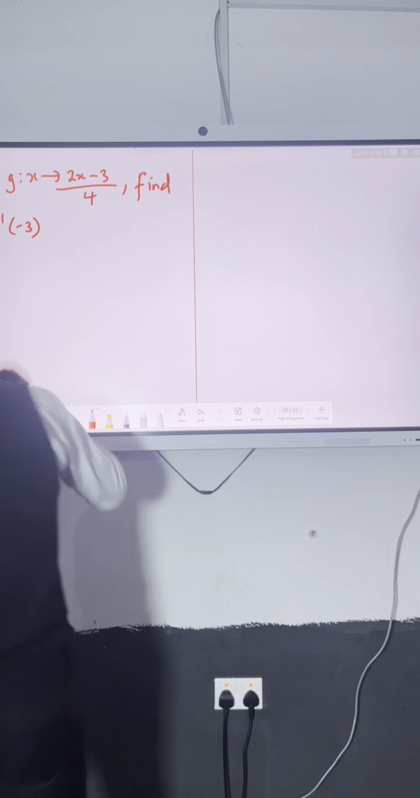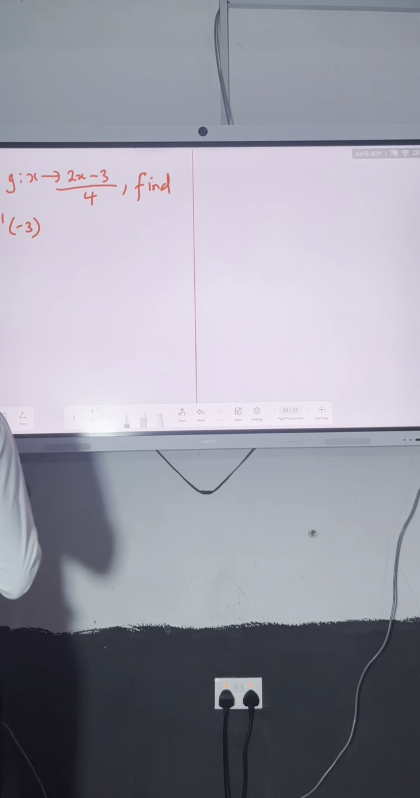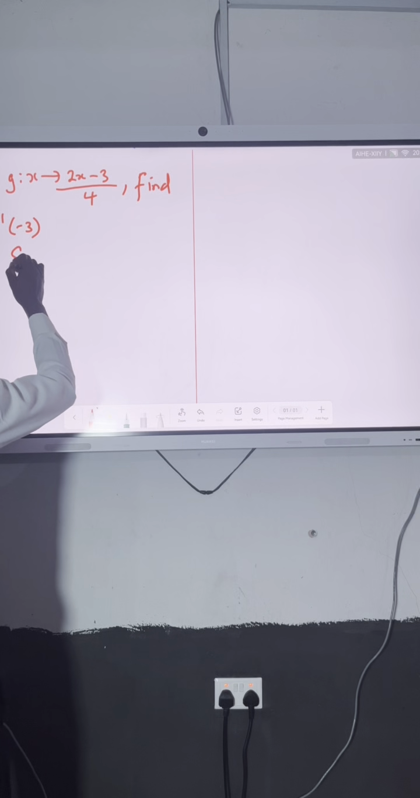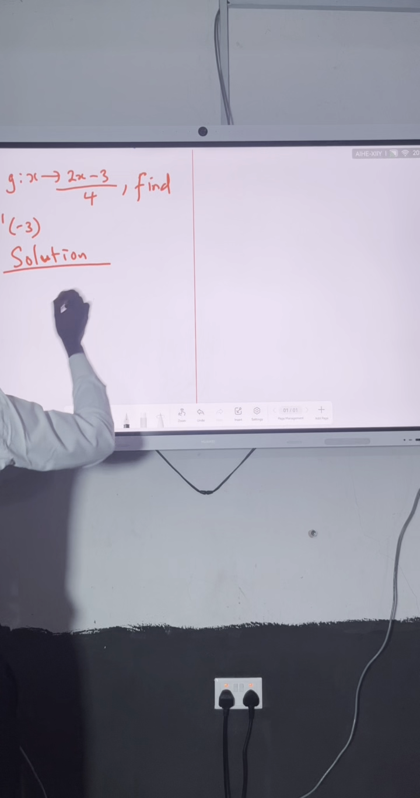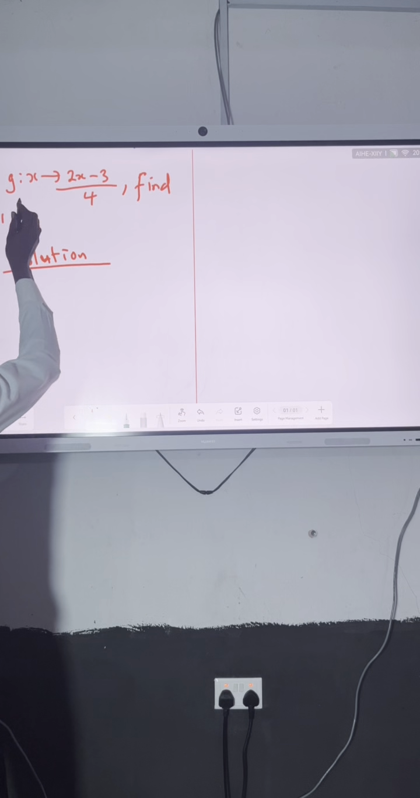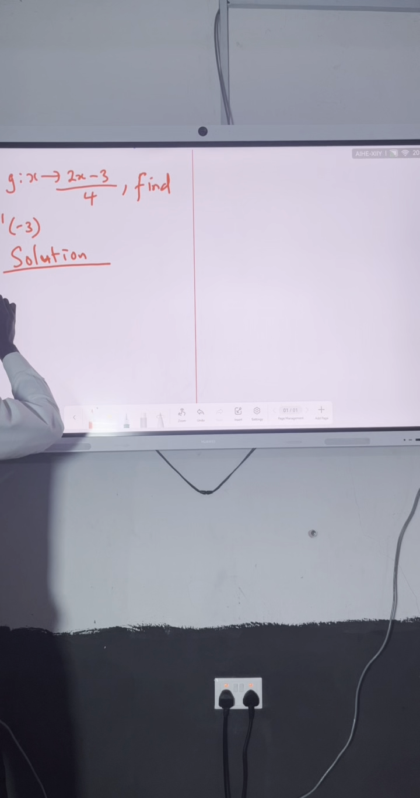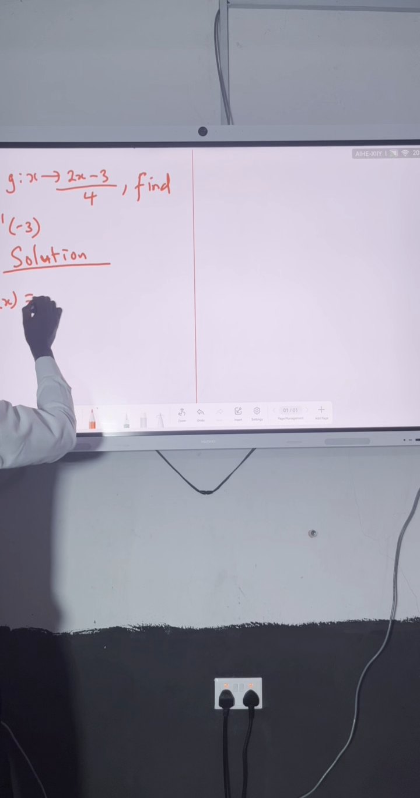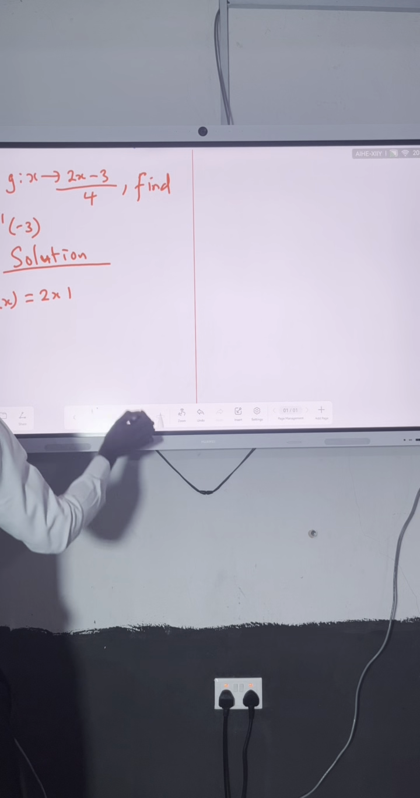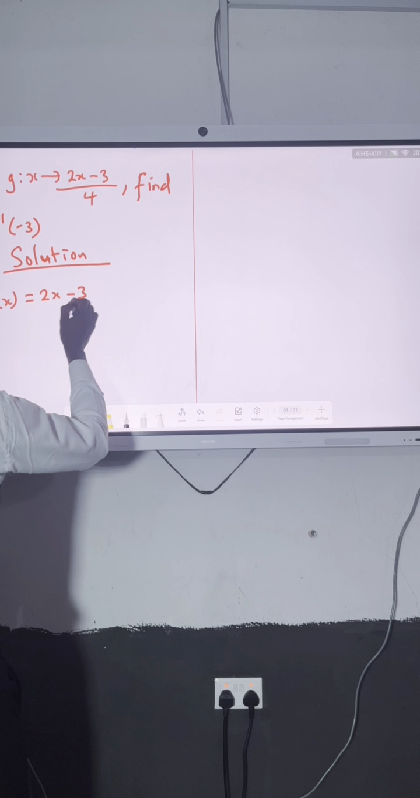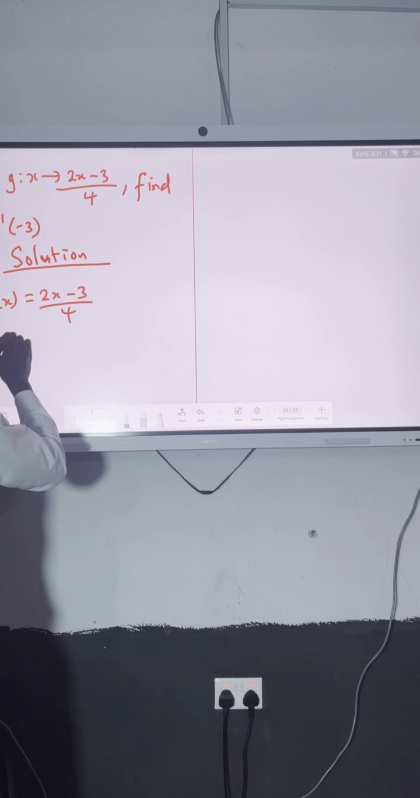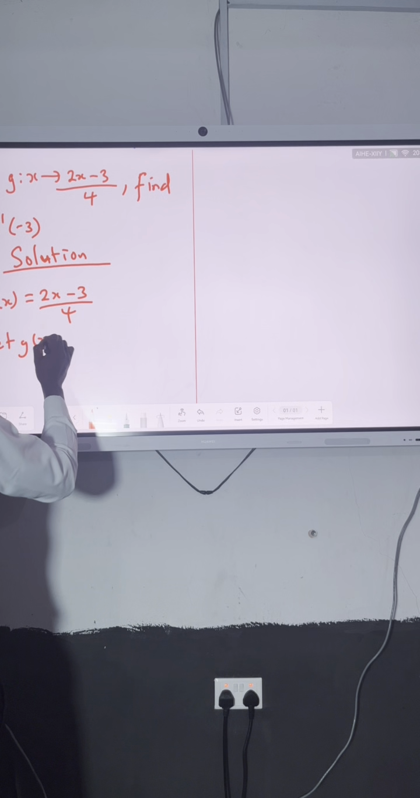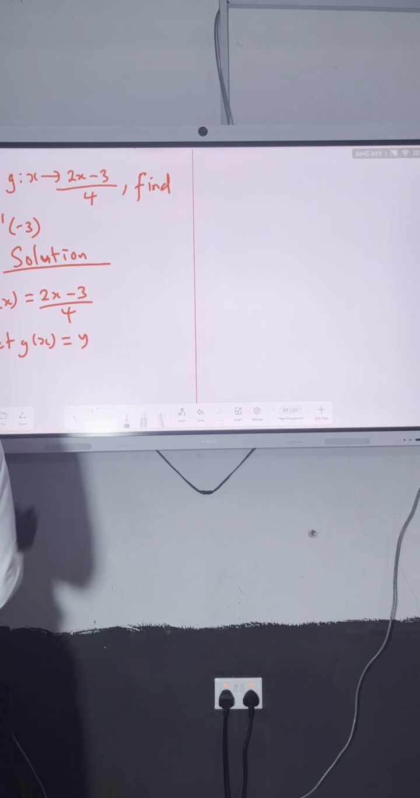Okay, so let's see how we can find the inverse of this function. So we're going to have it this way. Okay, now look at it. I'm going to write that first one as g of x is defined as 2x minus 3, divide the answer by 4. The first thing I'm going to do is I will say let g of x be called y.